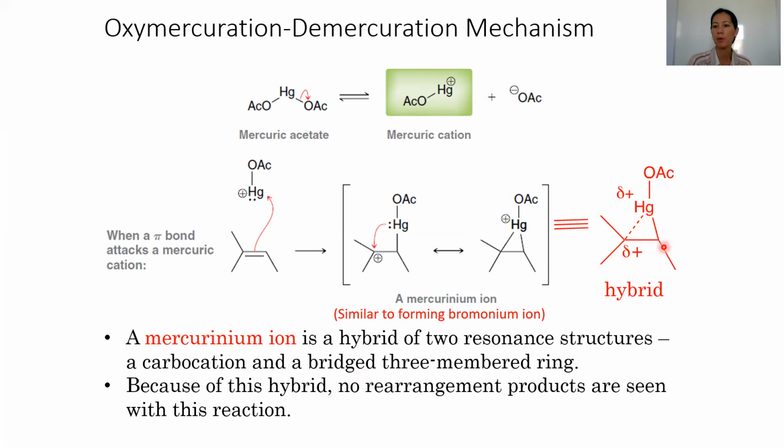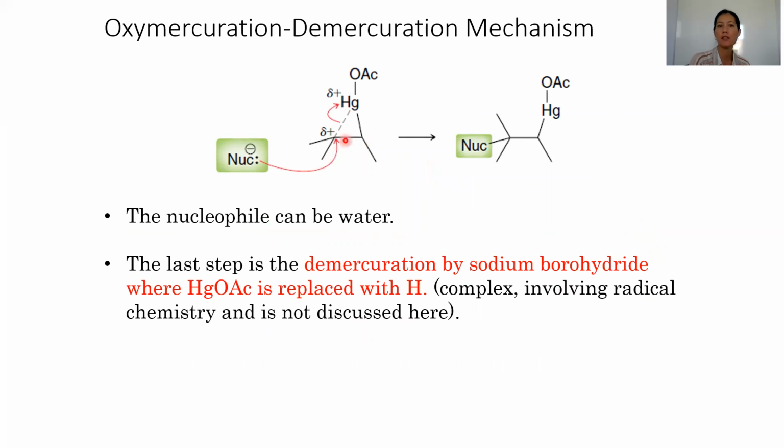So because of this 3-membered hybrid, no rearrangement products are seen with substrates that want to go through a 1,2 hydride or 1,2 alkyl shift. So it'll block that from happening. What's important to note is that you do have this partial positive charge on the more substituted carbon. So when a nucleophile, such as water, or maybe an amine, or a thiol with a sulfur, comes in and attacks at that center, the nucleophile attacks here, kicks open that ring, and you get your mercury on this side. So the nucleophile can be water or other things, which I'll show you.